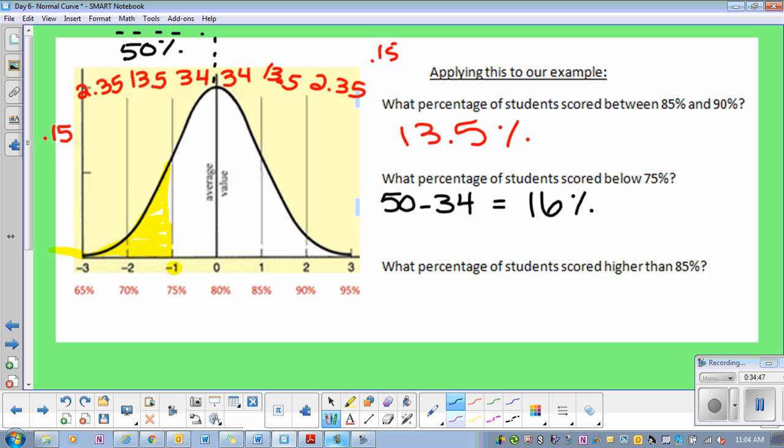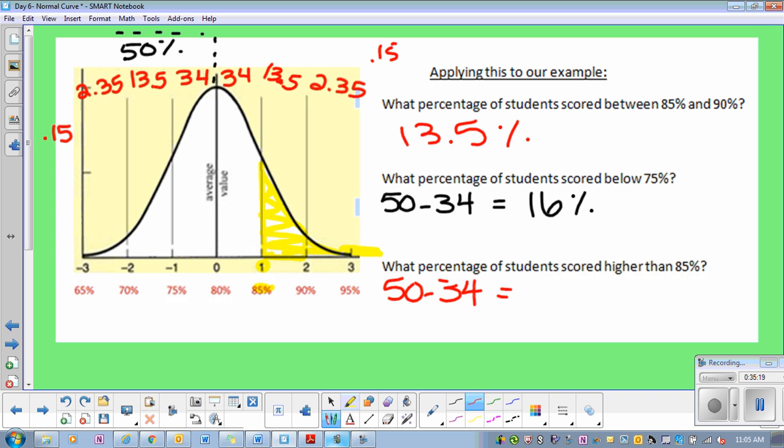All right. Now look at the next one. What percentage of students scored higher than 85%? Is it 16% again? Mm-hmm. Where is 85? Right here. So this one higher than that, so that one and that. Because on the right hand side it's 50%, but I took away the 34, so yes.